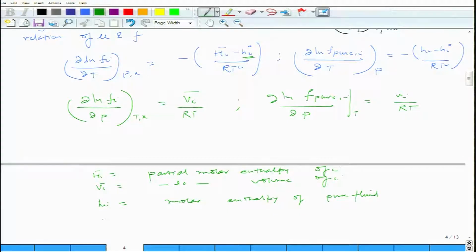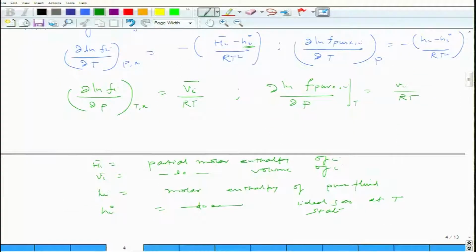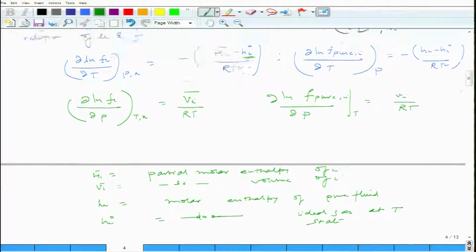and Hi 0 or Vi 0 is basically molar enthalpy of an ideal gas or the reference state at T. Ideal gas state at T. So this is something which I have written without going through the rigorous derivation, but I believe that you can do that knowing the relation of mu and fugacity. You can plug in all this and come up with the derivation. So the question is why we are doing this. Let us come to that.